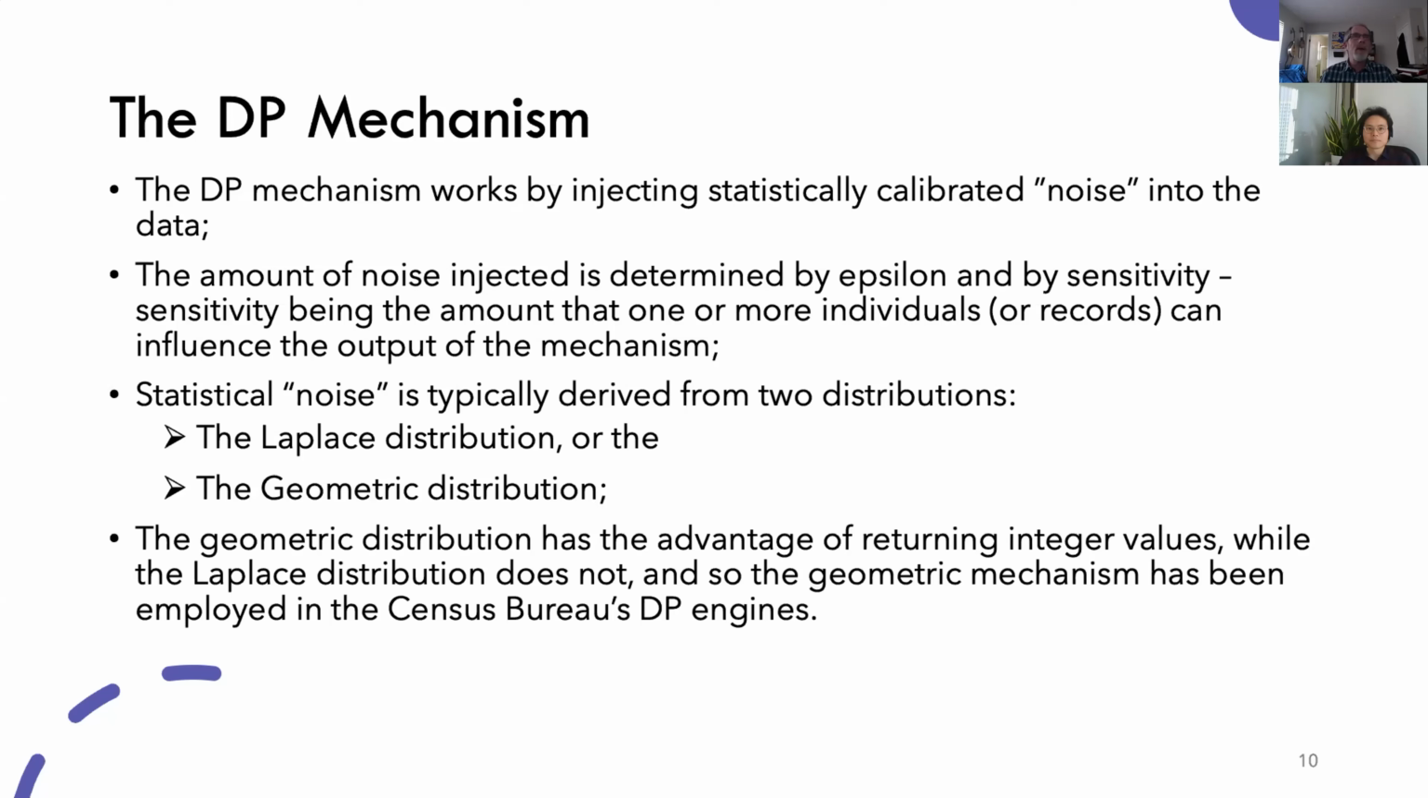So the Census Bureau has employed statistical noise derived from the geometric distribution. That's one of 2 distributions that is typically used in differential privacy mechanisms. The other is the Laplace distribution. Both of these have 0 means, and they can have fairly long tails. The reason the Census Bureau uses the geometric distribution is because it has the advantage of returning integer values, where the Laplace distribution does not. In other words, it returns values that have decimal points.